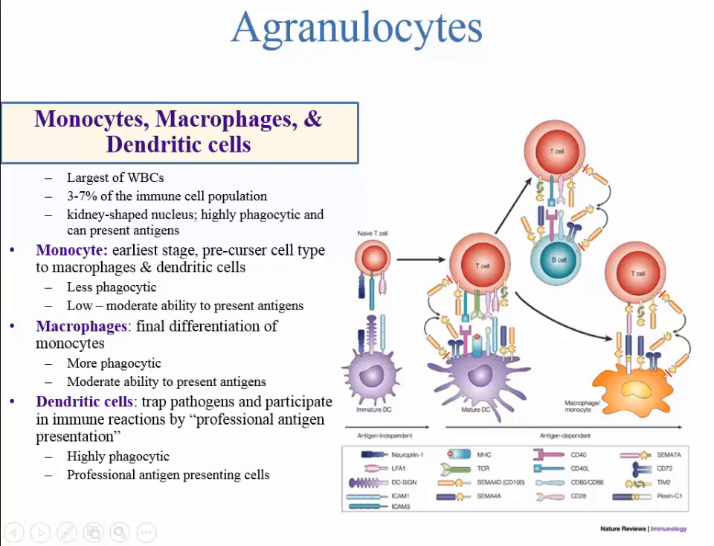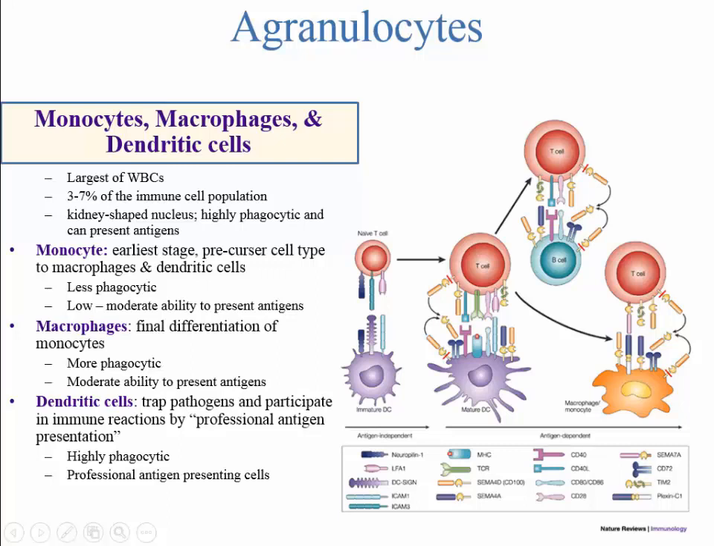Macrophages, in the same line, are more phagocytic than monocytes, right? So they're intermediate, and then they are less phagocytic than dendritic cells. So these guys are going to be the final differentiation of a monocyte, and they're going to be able to present antigens to T cells. So you can see the macrophage that is differentiated, and you can see that there's 5 receptors that it's using to activate this T cell.